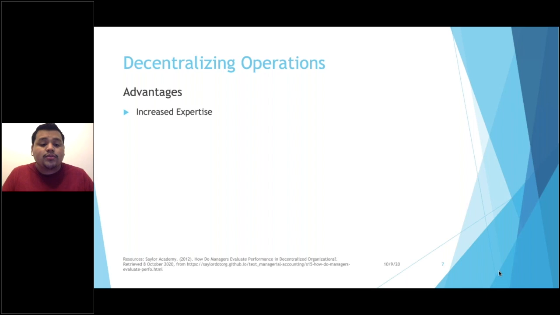When it comes to advantages, we have increased expertise, right? The team is going to know their product very well because they work already as a team. They make the decisions internally. They know what they have. If that's a sales team, they'll be able to sell it better. If it's a product team, they'll know how the product operates. So that is where increased expertise comes into play. Another advantage is quicker decisions. Because the local managers have the ability to make these decisions on their own, they don't have to go to top management. That allows to speed up the process.